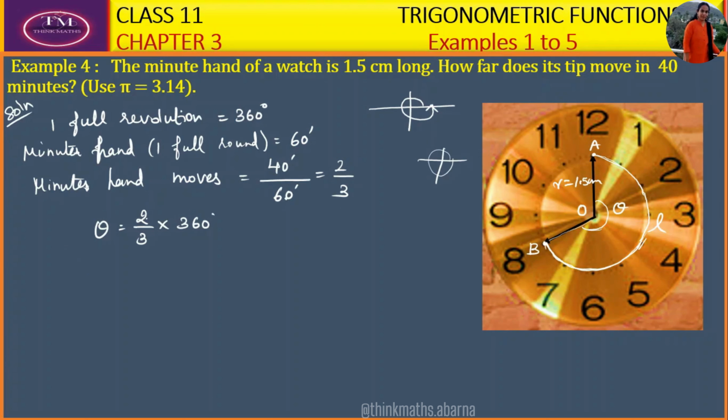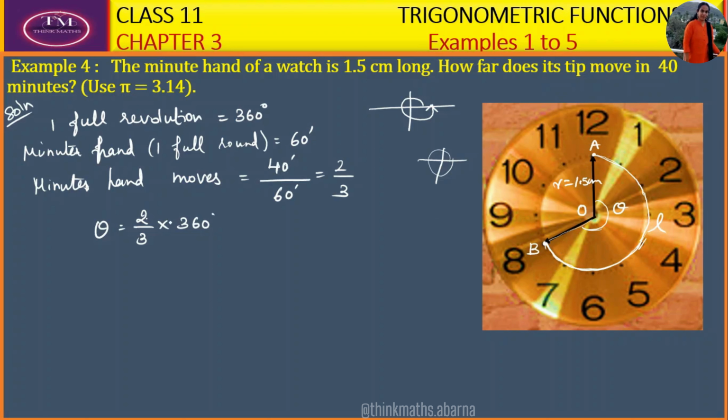Okay, clockwise or anti-clockwise, it will be 360 degree. The minute hand takes 60 minutes for a full round. Out of 60 minutes, it moves only 40 minutes, that is, it moves two-third of it. Two-third of what? The full revolution is 360 degree, so it moves only two-third of 360 degree.